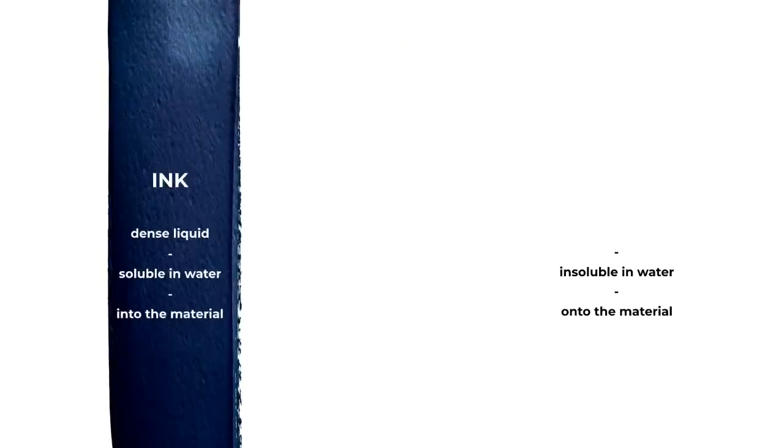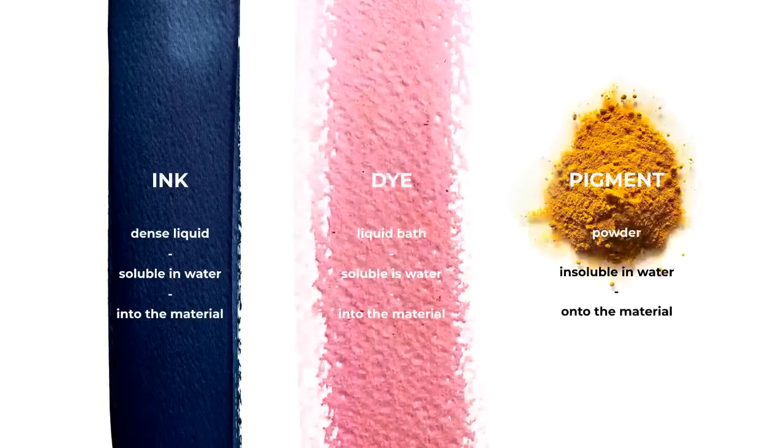What is also very important when we talk about colors is what types of colors are out there and which ones we are going to work with. We're mostly going to be looking at inks and ink making, dyes and pigments. Inks and dyes are very close to each other. They're liquids, they're soluble in water, and they really penetrate the materials, while pigments are insoluble and they are usually applied on top of a material.